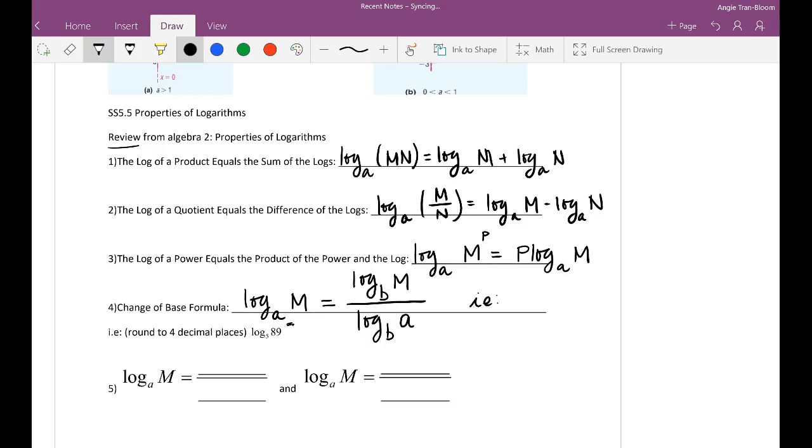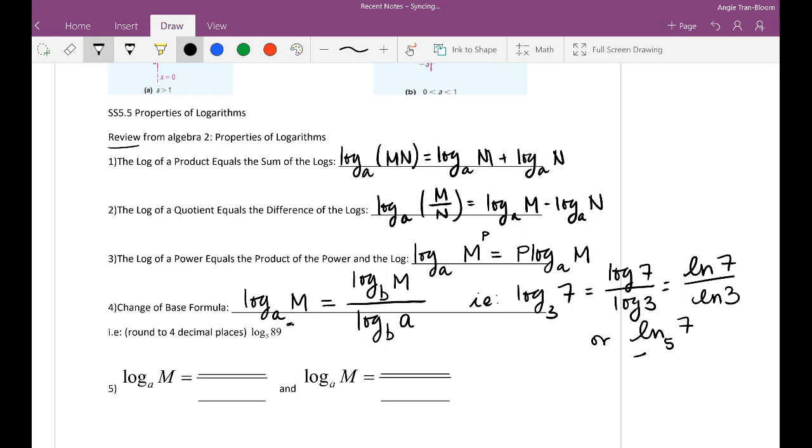So for example, if I have log base 3 of 7, this is equivalent to, let's say I'm going to use common log, log of 7 divided by log of 3. Or I can change it to natural log. That means it's the same as natural log of 7 divided by natural log of 3. Or I can change it to log base 5 of 7 divided by log base 5 of 3.